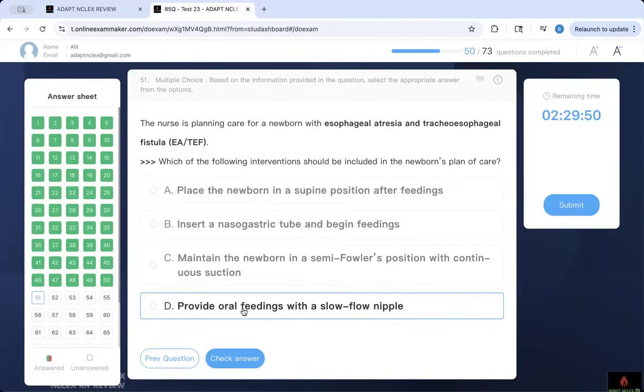What is number one? Place the newborn in the supine position after feeding. Insert NG tube and begin feeding. Maintain the newborn in a semi-Fowler position with continuous suction. Provide oral feed with slow flow nipple. Bunch of traps I gave you. You may pick something that is wrong, but that's NCLEX trap. The key word is tracheoesophageal fistula. Pick your answer. Let me know and I'll show you.